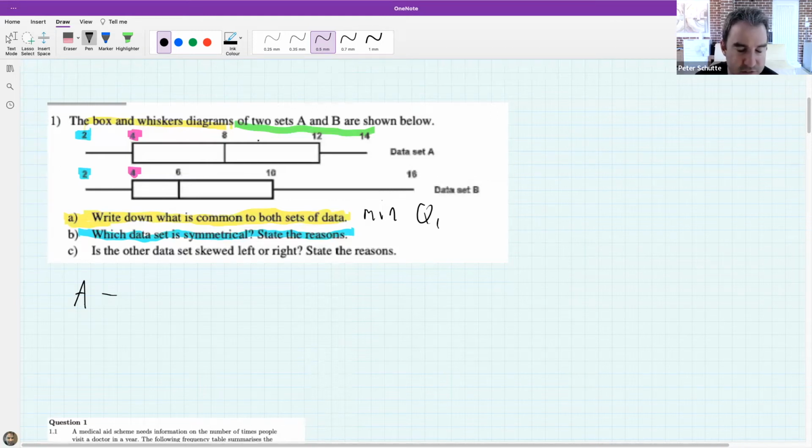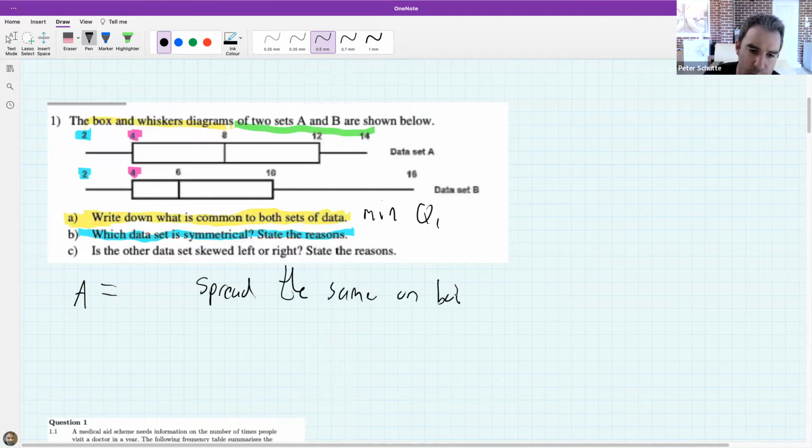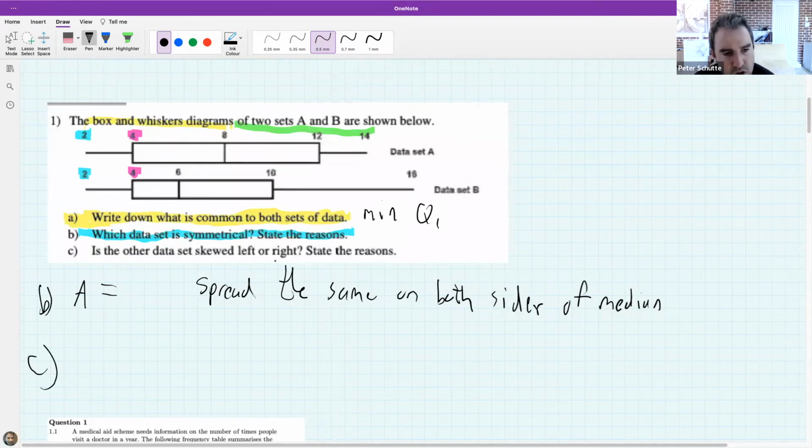So it's perfect, definitely symmetrical. In terms of the reason, we would normally look at the bottom 50% and the top 50% of the data and say that their spread is the same. They're the same amount of spread out. So I'll just write the reason: spread the same on both sides of the median. So that would just be a reason. It's symmetrical, basically.